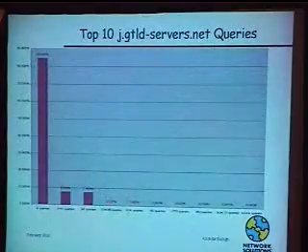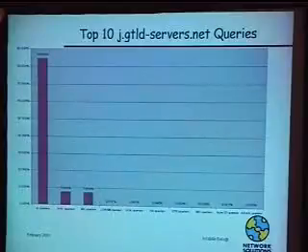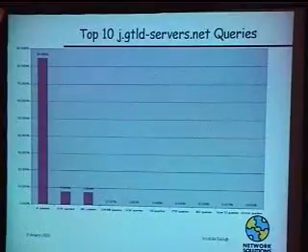And here is j.gtld-servers.net, which only handles gTLDs: COM, NET, and ORG. And as you can see, A queries are the big thing. And of course, there are no PTR types, or very little. Someone must have really messed up there.